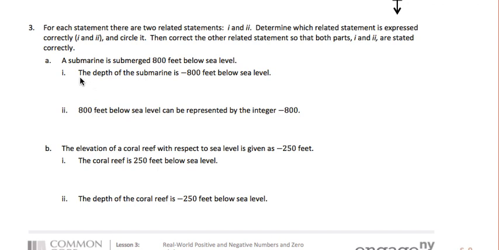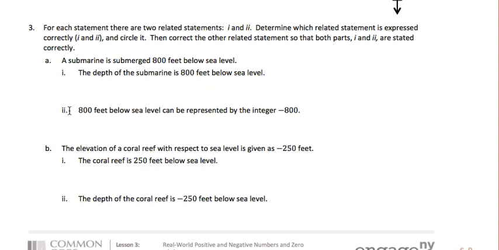So if we wanted to correct the first statement, the depth of the submarine is, perhaps we need to take out the negative sign, and let's see what that reads now. The depth of the submarine is 800 feet below sea level. Yes, that makes more sense.